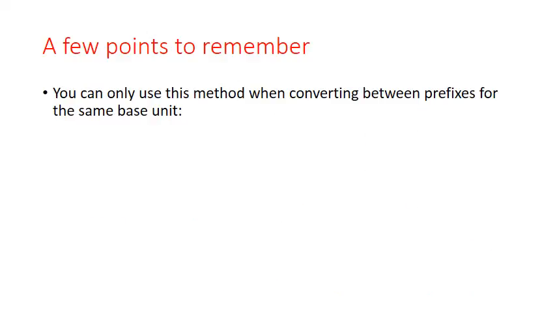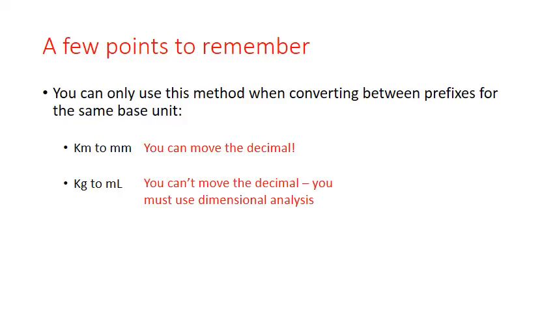Here are a few points to remember about moving the decimal. First of all, you can only use this method when you convert between metric prefixes for the same base unit. That means you can move the decimal when converting between kilometers to millimeters because they both have the base unit of meters. If the base unit is different, though, you have to do the full dimensional analysis with conversion factors.